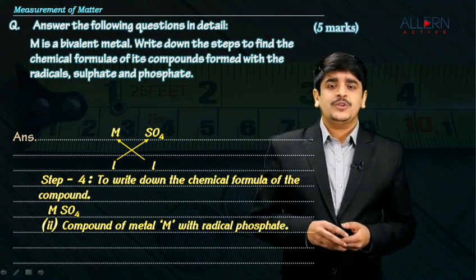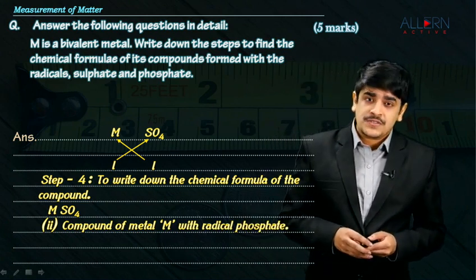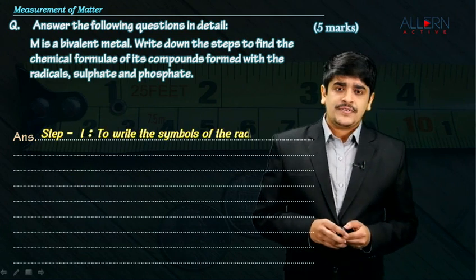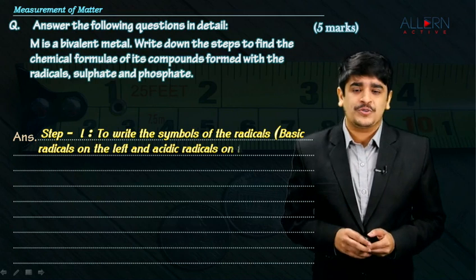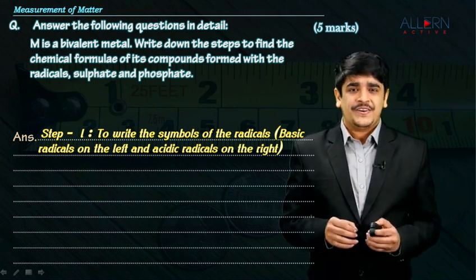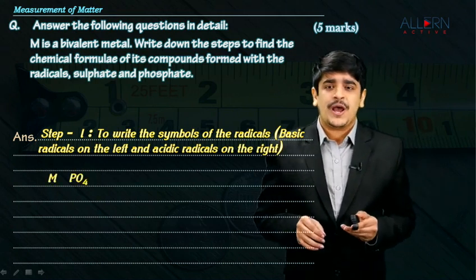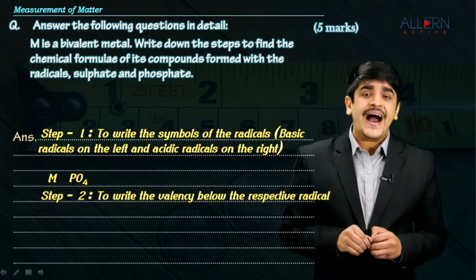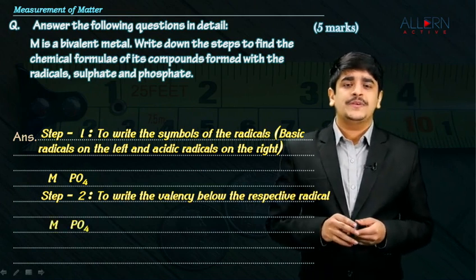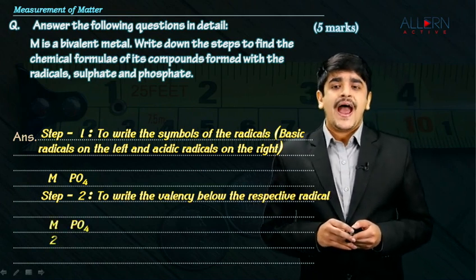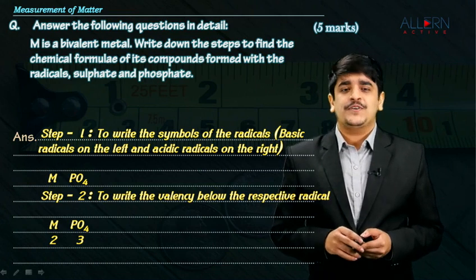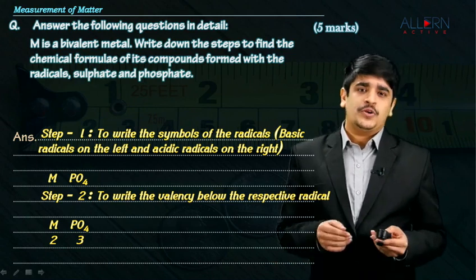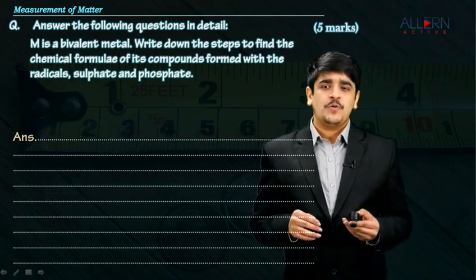Now, we need to do exactly the same with respect to the phosphate radical. So what do we do? We put down the radical formulas first. M to the left and phosphate, PO4 to the right, basic to the left and acidic to the right. Now in this particular case, what is always going to happen? You have M and PO4, great. Then you need to write down the valencies for the respective radical. M is bivalent, so 2. And we have M with a charge of 2 plus and phosphate PO4 with a charge of 3 minus. Are they going to reduce these numbers? No, not at all. It's already in the simplest ratio possible.